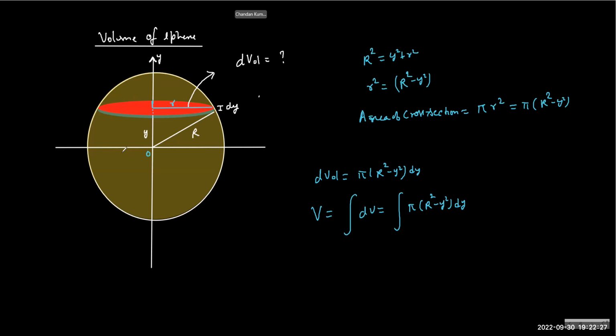But how do you measure y in the coordinate system? Every distance we measure from where? Origin. Y is a coordinate and the measurement is done from the origin. Yes or no? Yes. So 0 to capital R will only cover the upper half. No? I mean, you have to cover the entire sphere. Can you think about it?